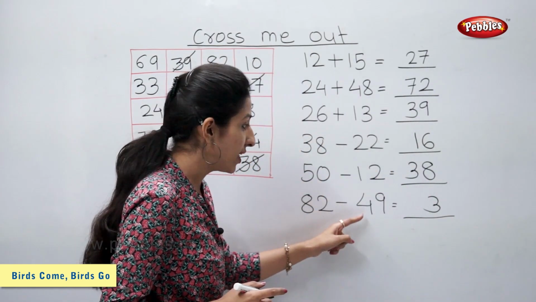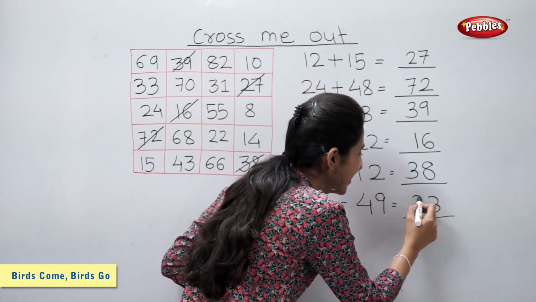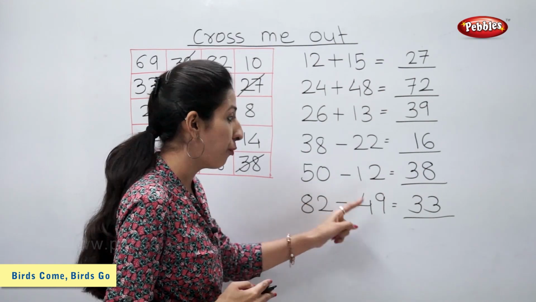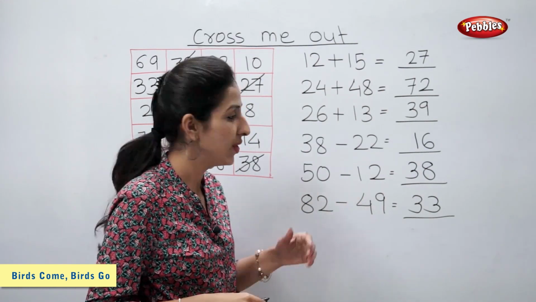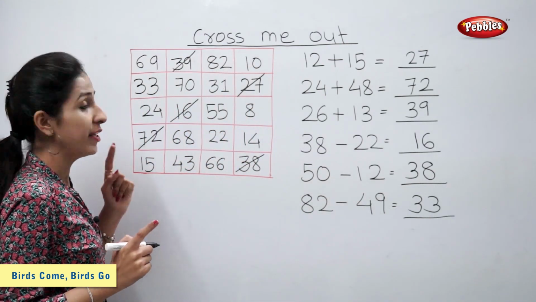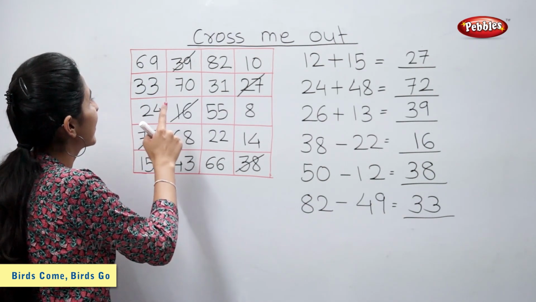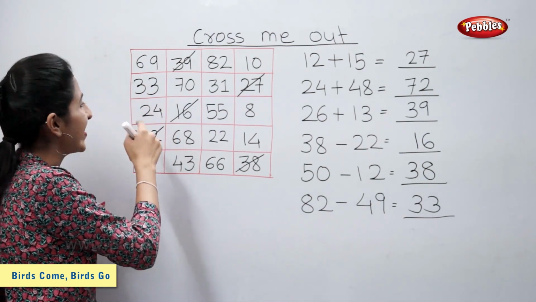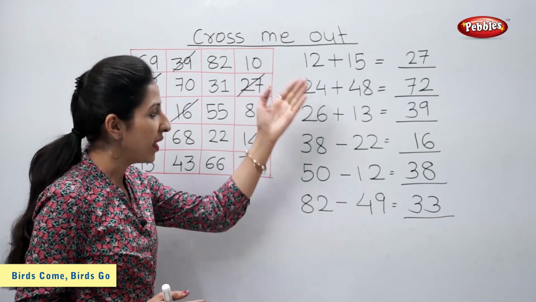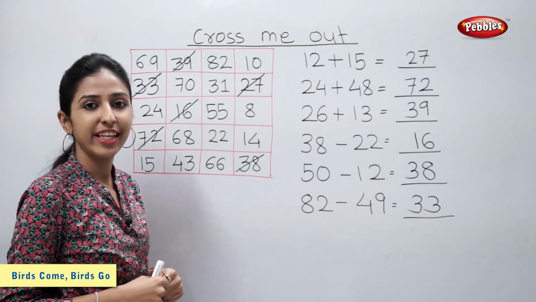7 minus 4 is 3. So 82 minus 49 is equal to 33. Let us find number 33 and cross it. 33. So students, we have solved these sums quickly and cancelled the numbers.